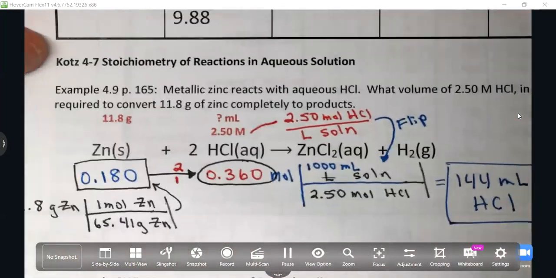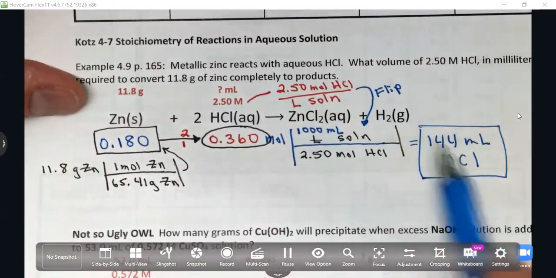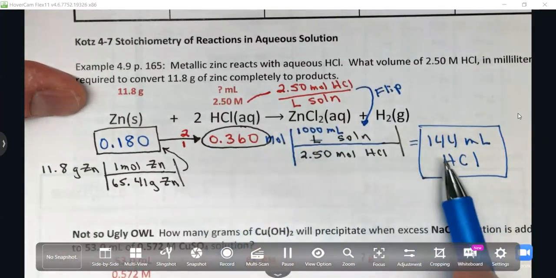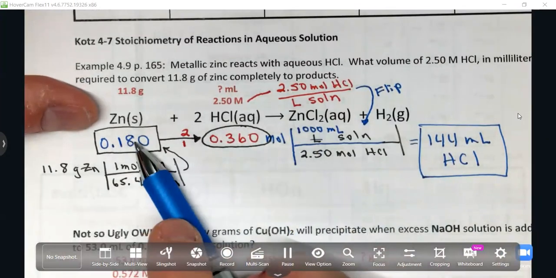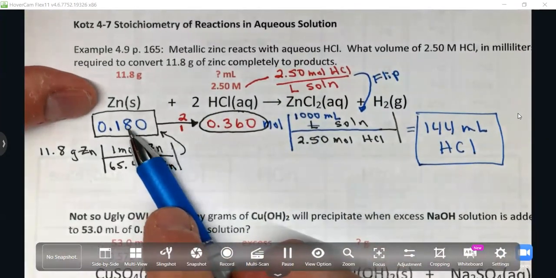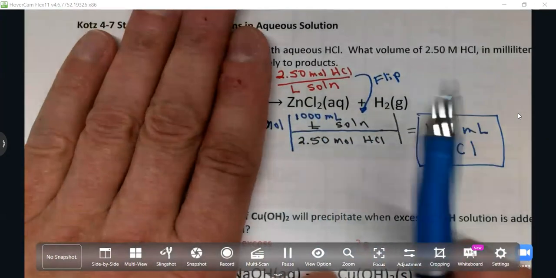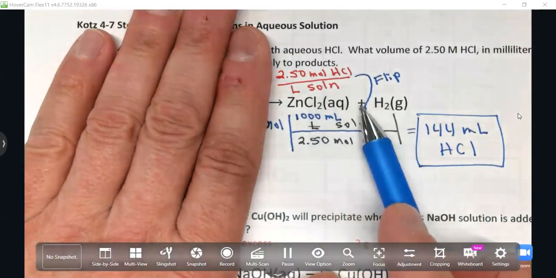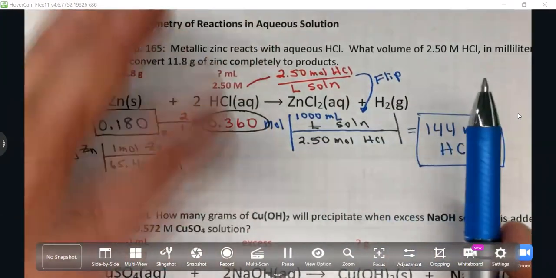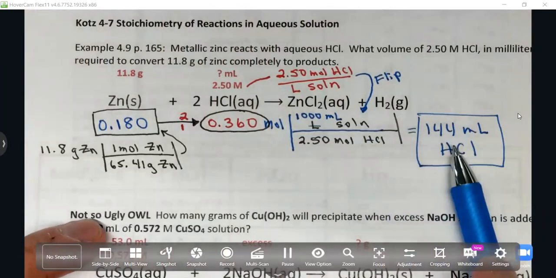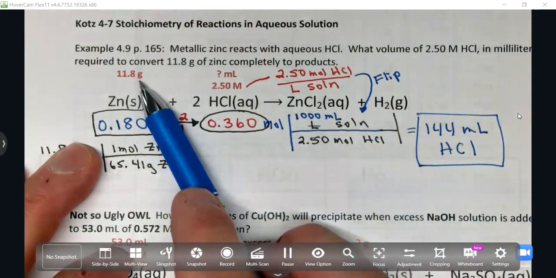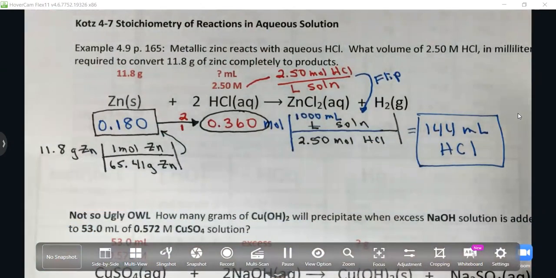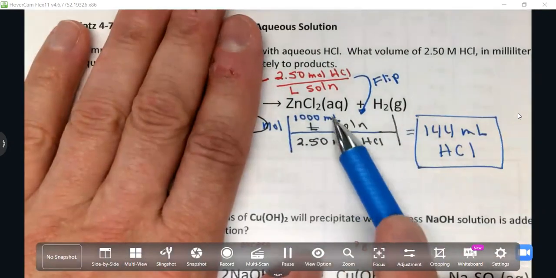Remember, that is grams. We could have converted everything to grams, but if we dump in 144 milliliters of 2.5 molarity HCl with this chunk of zinc sitting in a container, you're going to do a reaction. All of this should be gone, and we should just have these two products. That's what we just calculated. If we dump in 144 milliliters of HCl into the container that has 11.8 grams of zinc, all of the zinc is going to be gone. All of the HCl should be gone, and we're just going to have these two products.